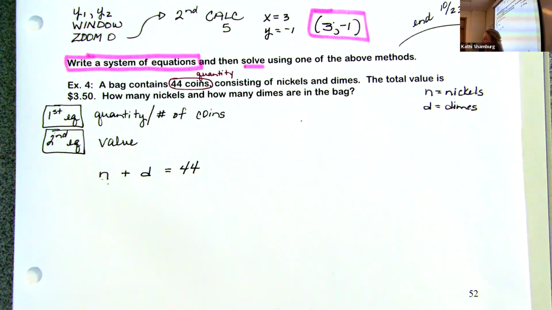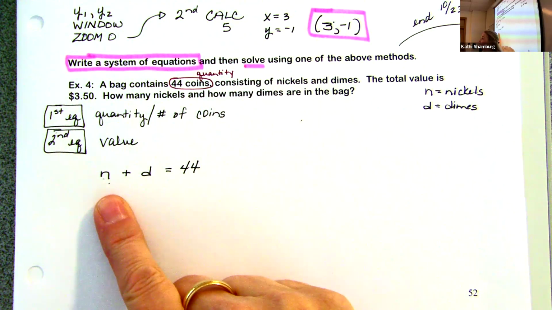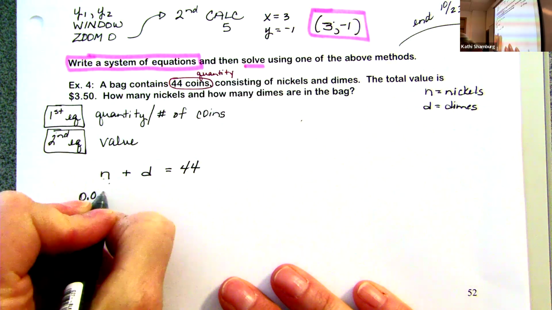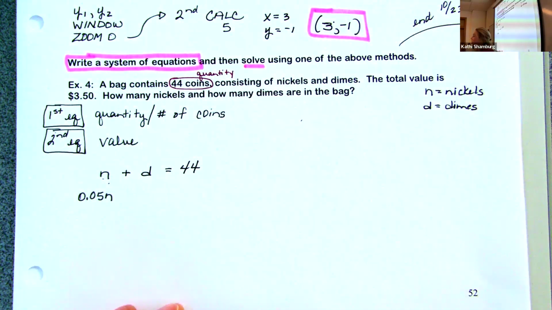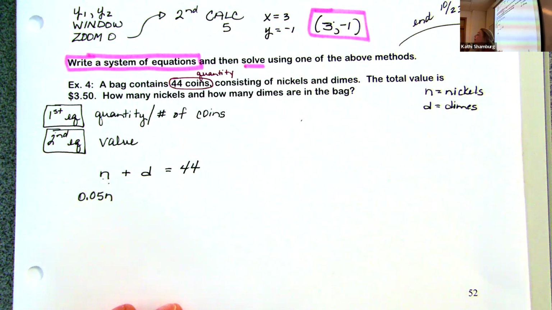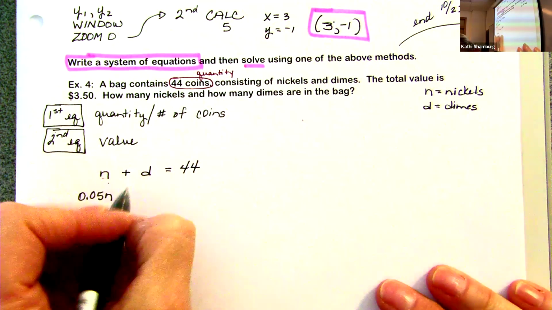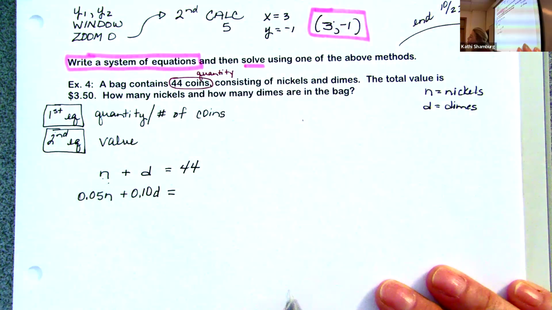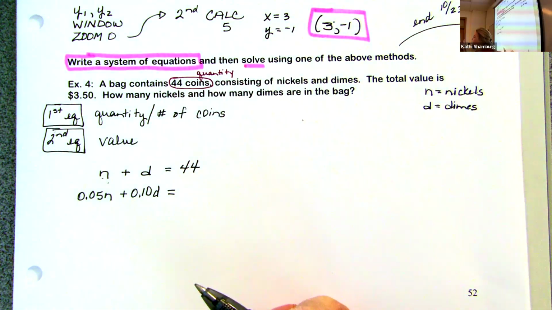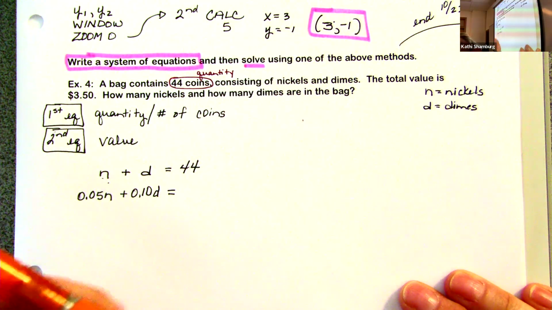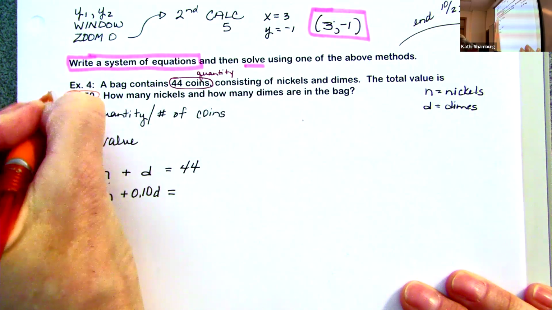So now what we're going to do is create an equation based upon value. Well, what is the value of a nickel? Nickel, 5 cents. So 5 cents per nickel. That way, if I know I have 1 nickel, I have 5 cents of value in my nickels. If I had 2 nickels, 5 cents times 2 means I have 10 cents. Okay. Plus the value of my dime is 10 cents. Now, what is the value of money that's in the bag? There's your value.